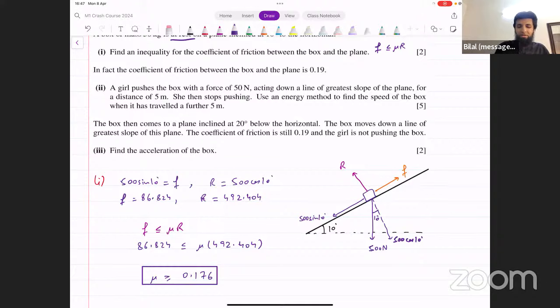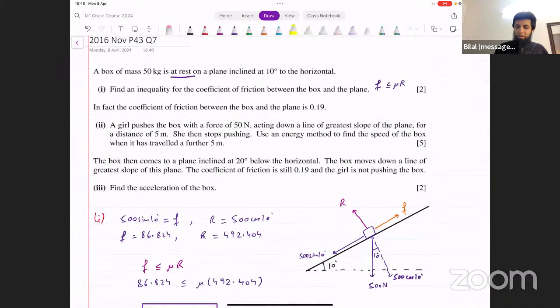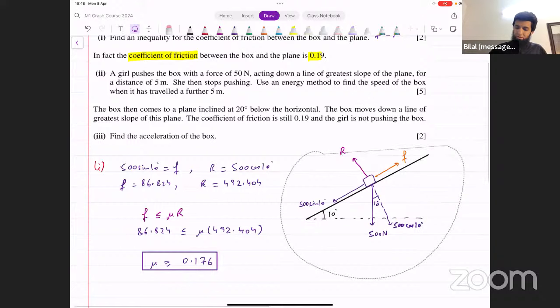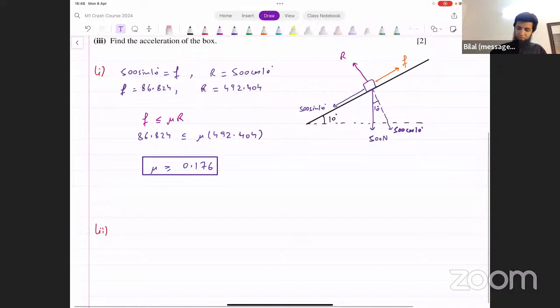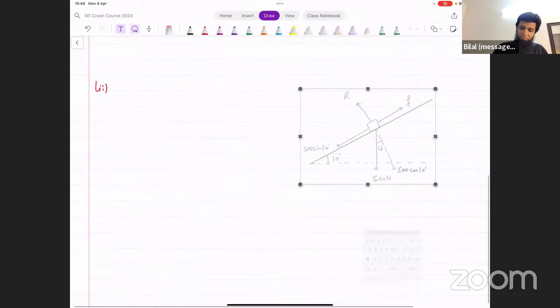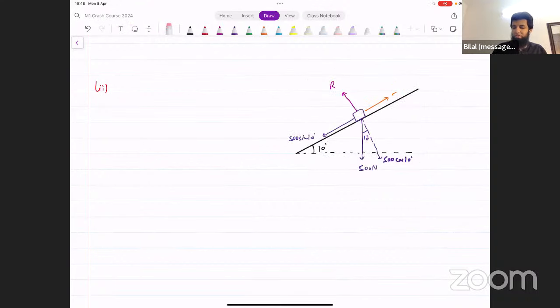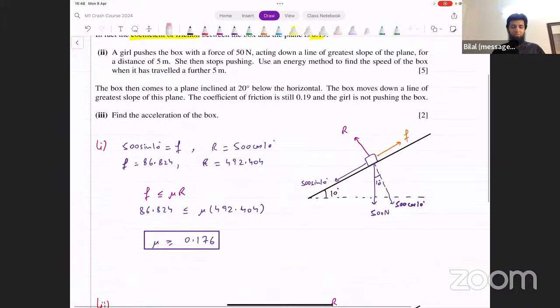Now, it says, in fact, the coefficient of friction between the box and the plane is 0.19. So now they've given you the coefficient of friction value. A girl pushes the box with a force of 50 Newton. So now there's another force acting. I'm just going to copy this diagram here. These were the forces acting earlier. Now I'm going to get rid of friction from there because we don't necessarily know the direction of friction now.